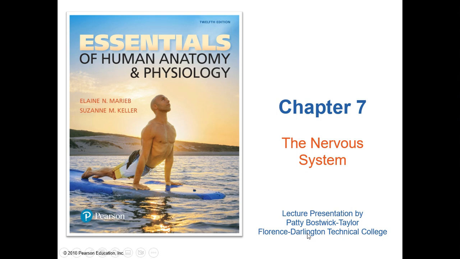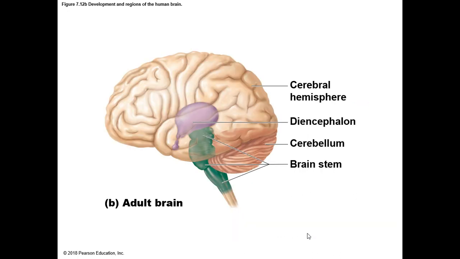Hey class, we're going to continue on with chapter 7, which is all about the nervous system. The last lesson we focused on our central nervous system, which is composed of two major organs, our brain and our spinal cord. We focused the entire last lesson talking about the brain. The brain gets a lot of the credit because we talked about how it processes, interprets, and delivers messages to the different parts of the body.